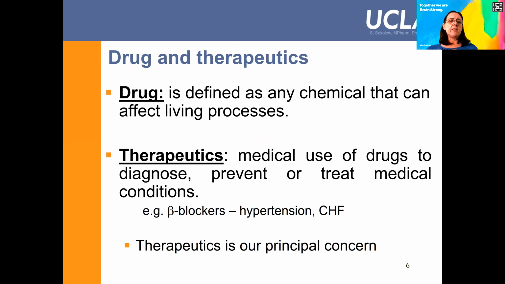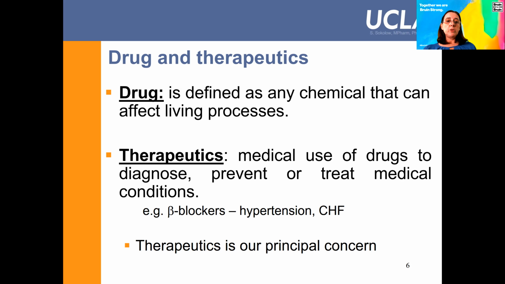So what is the difference between drug and therapeutic? A drug is defined as any chemical that can affect living processes. As I said, a drug can affect cells in vitro, cell cultures, and can also work on small animals. In the pharmaceutical industry, small rodents like mice and rats are often used to test drugs first before administering to humans and getting the approval for human use. So that's the definition of a drug.